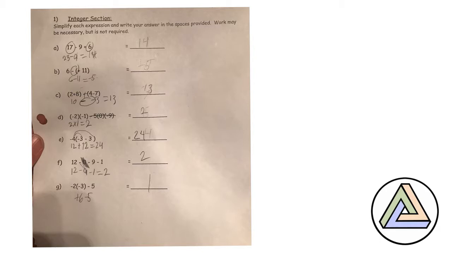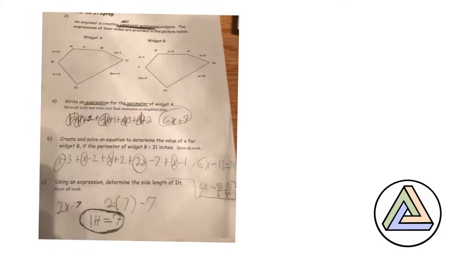Good job, my friend. Moving on to the next section. All right, this one's a little blurry, so I apologize for that, but I'll read it for you in case you can't see it. An engineer is creating congruent pentagonal widgets. The expressions of their sides are provided in the picture below.